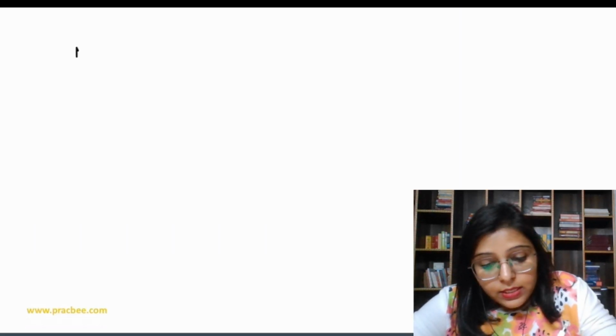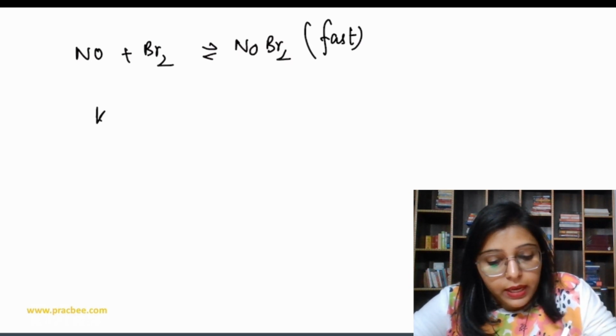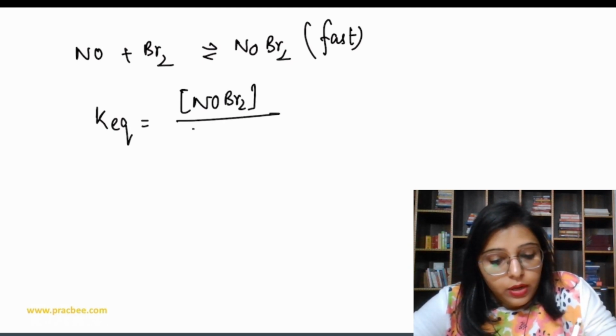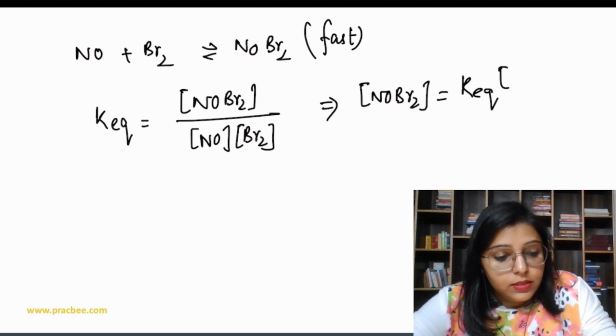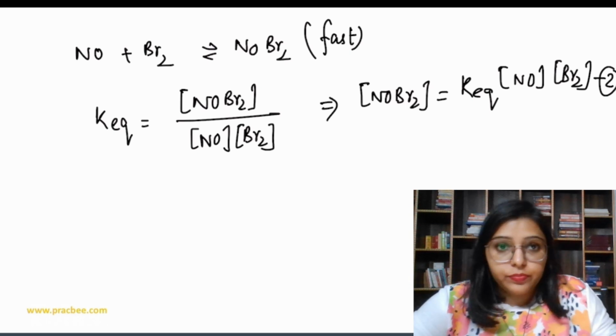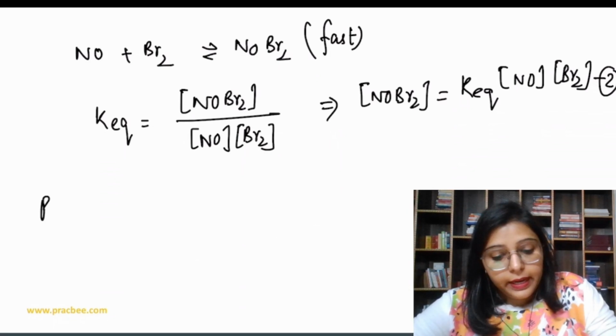Okay, so what is the first step? NO plus Br2 is in equilibrium with NOBr2. That's the first step and that is the equilibrium step. So we can write K equilibrium as [NOBr2] upon [NO][Br2]. So from this, the NOBr2 concentration is going to be K equilibrium times the concentration of NO and the concentration of Br2. This is equation number 2 and that was equation number 1. So put 2 in 1.